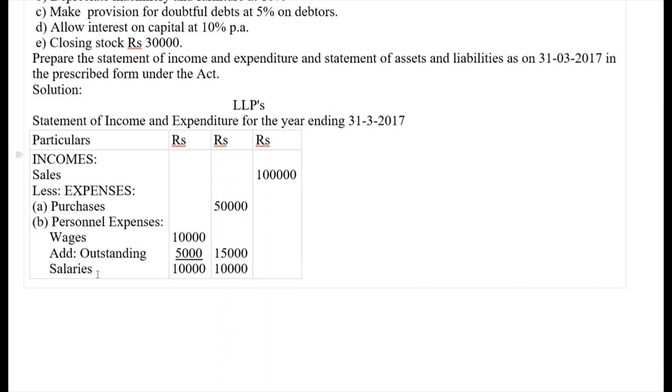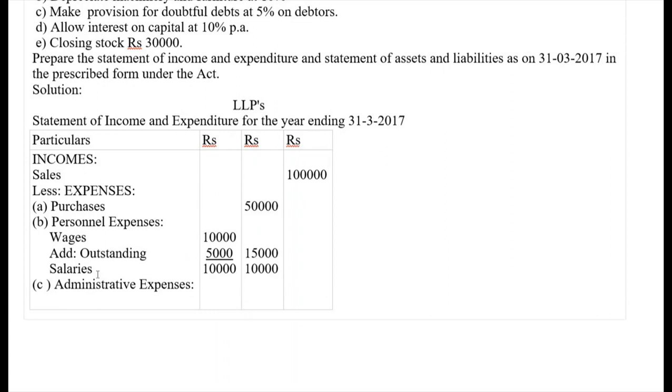Then the next one here, C, administrative expenses. So under this we have got printing and stationery.